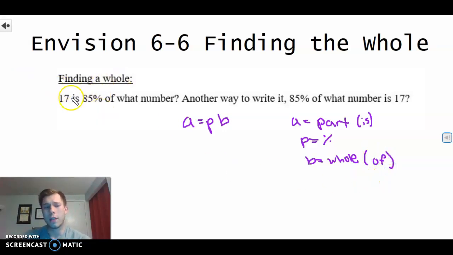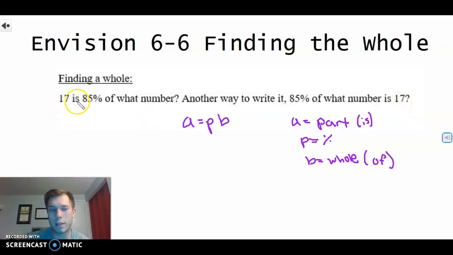So let's take a look at this first one and identify and finding the whole. So 17 is 85% of what number? Another way we can think about that is 85% of what number is 17. Well, think about what our part is, our percent, and our whole is, and see if we have each one of these identified here. So, we have 17 is 85% of what number, or 85% of what number is 17.